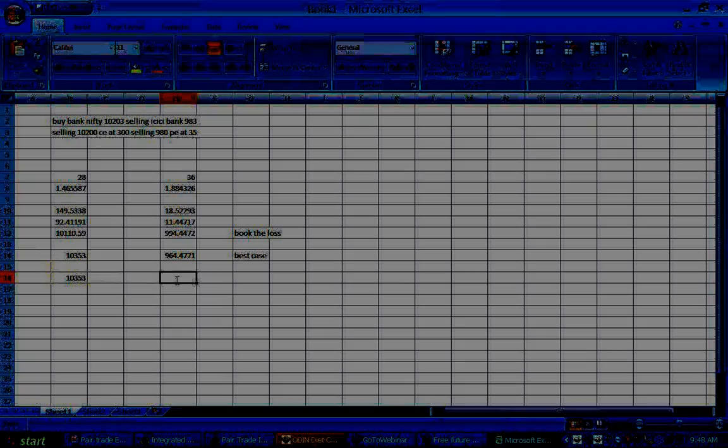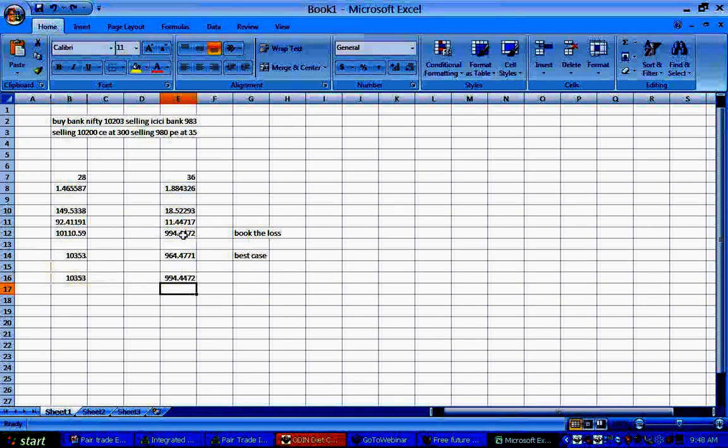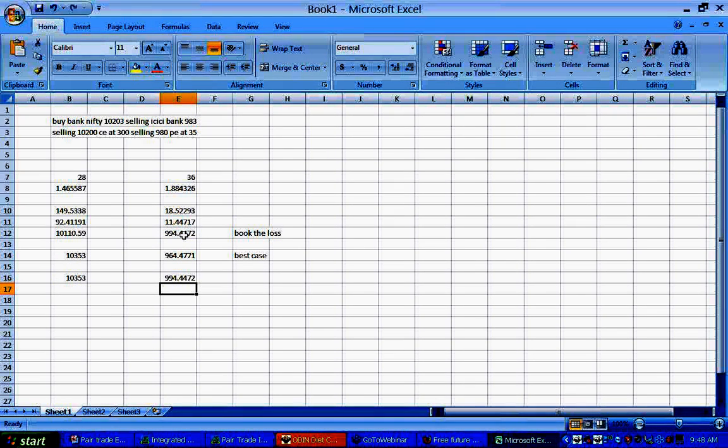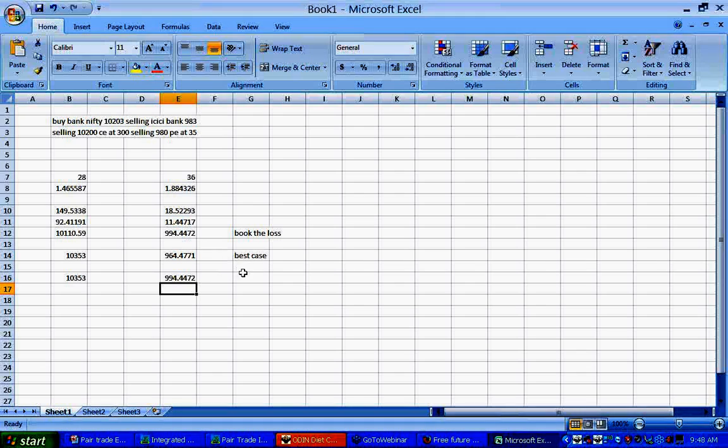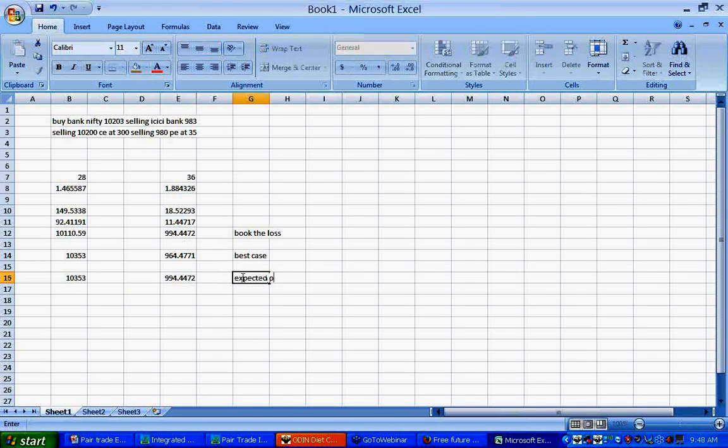So this is how I should book my losses and book my profit, but this is a best case, and this also may not happen. It has a remote possibility. Reason is Bank Nifty rising and same time ICICI Bank falling is a remote possibility. So what is the most possible outcome? Most possible outcome will be Bank Nifty rising to 10,353, simultaneously ICICI Bank also rising to 994. So this is the expected point wherein I will book the profit.